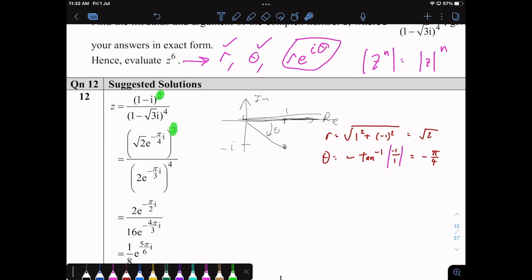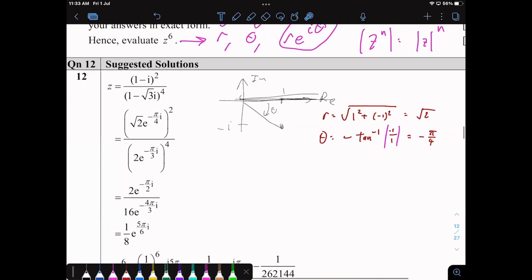Because now you have a square, you can just apply it to each of them. So you get root 2 squared, which is 2, and then e to the power of whatever squared. So you just multiply the angle by 2: pi by 4 times 2, negative pi by 2, bring along the i. Likewise for your power 4 here, you get 2 power 4, which is 16, and then e power negative pi by 3i multiplied by 4. You get negative 4 pi over 3i. Is that clear? Okay, good.